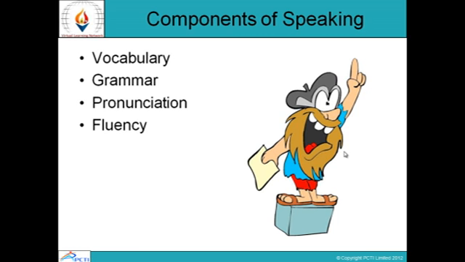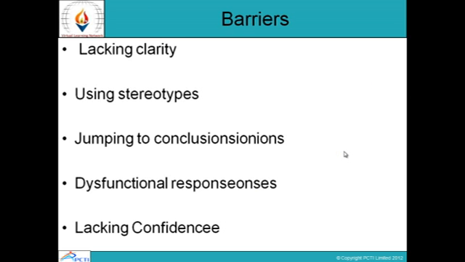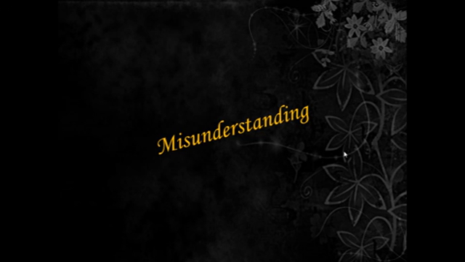There are various components of speaking where vocabulary, grammar, pronunciation, and fluency form a major part of speaking. The barriers which can be there, first can be lacking clarity on the part of the speaker, using stereotypical language, jumping to conclusions too fast, dysfunctional response. Dysfunctional response can be on the part of both, lacking confidence. When the communication does not occur properly, or when a different language is used by the speaker which is not understood by the listener, misunderstanding, frustration and chaos occur.